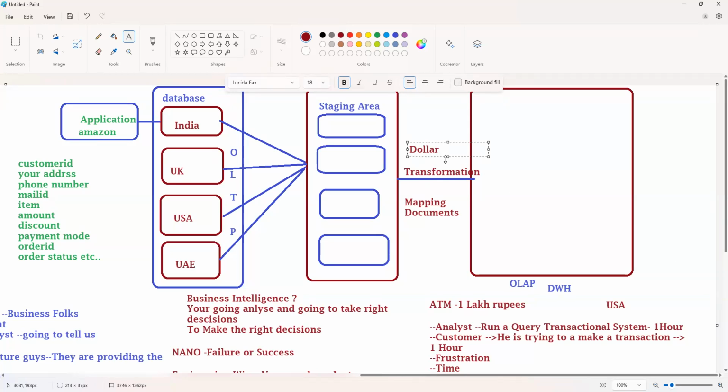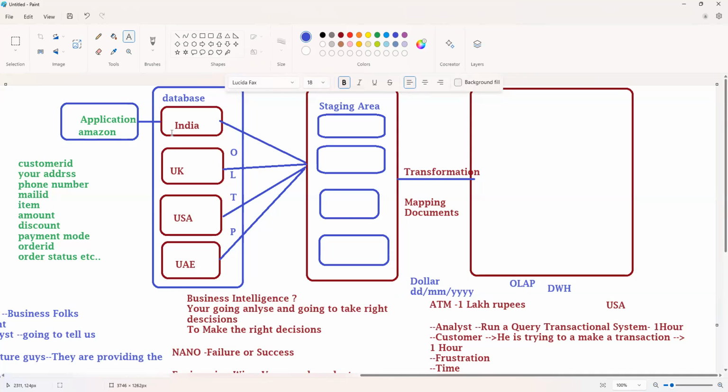At the same time, it is not only dollar transformation. Suppose in India, what date format are you going to store? DD, MM, YY. But in the USA, it is MM, DD, YY. So you have to change that transformation also, right? Now, Indian rupees, you have to convert into US dollars or not? At the same time, UK currency, you have to convert into US dollars or not? UAE also, dirhams. Each currency you have to transform, and each country's date also you have to transform.